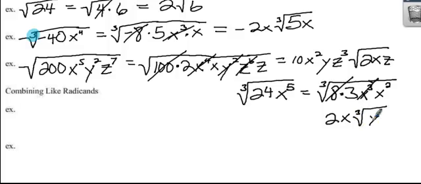So as weird as it seems, I have an x squared that's still inside. I know you're used to getting that x squared out of there, but can't do it because we're cube rooting, not square rooting. Okay? So hope you enjoyed that.